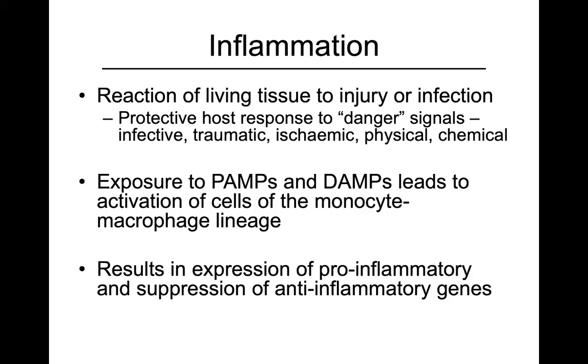So when you do have activation of the cells of the monocyte macrophage lineage, this results in expression of pro-inflammatory genes, okay, in different kinds of cells. And when those genes are expressed, of course, the end product will be production of the mediators of inflammation and activation of immune cells that will participate in this inflammatory response. And then you also get suppression of anti-inflammatory genes. Usually in a normal host, there's homeostasis, so there's a balance, okay?